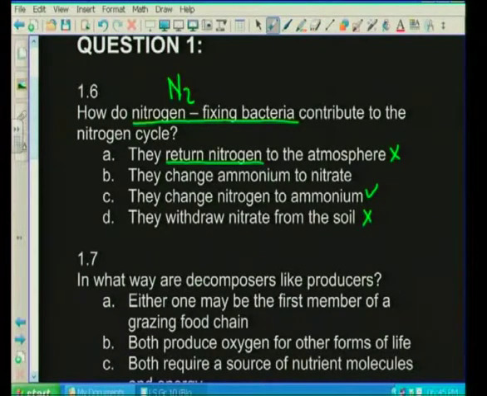Now remember, this one is nitrogen-fixing bacteria that they're talking about. So that one is going to change the nitrogen to ammonia. So it's definitely number C, 1.6C. You see how you have to work through all of them, not just one or two, work through all of them and get to the right answer.